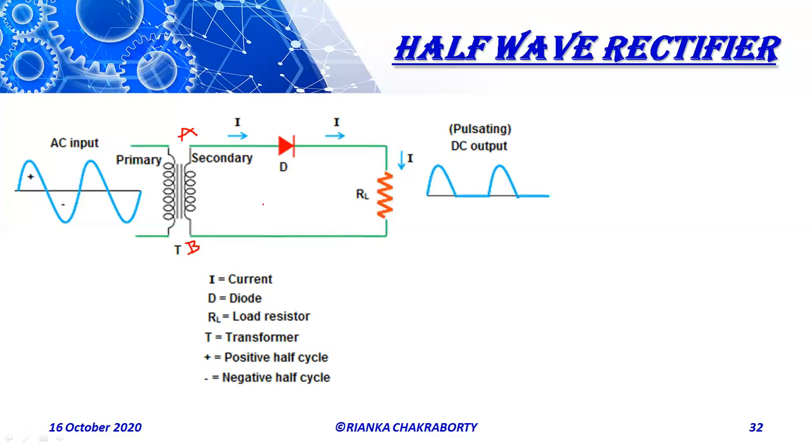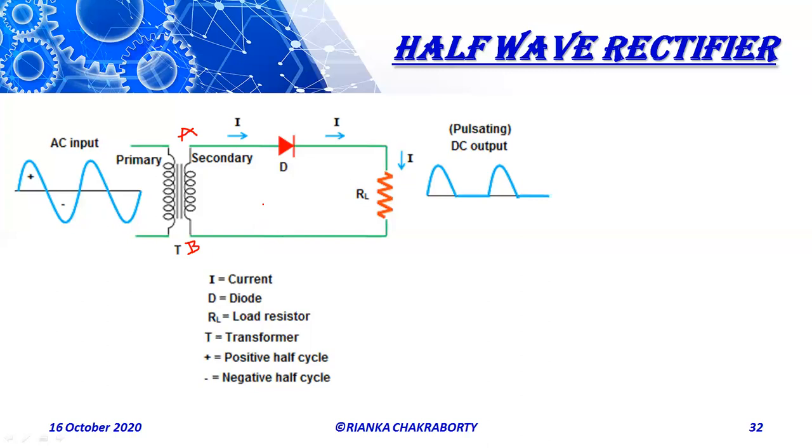So we can say that the AC voltage across the secondary winding AB changes polarities after every half cycle. During the positive half cycle of the input AC voltage, end A becomes positive with respect to end B. This makes the diode forward biased and hence it conducts current. During the negative half cycle, end A is negative with respect to end B. Under this condition, the diode is reverse biased and it conducts no current.